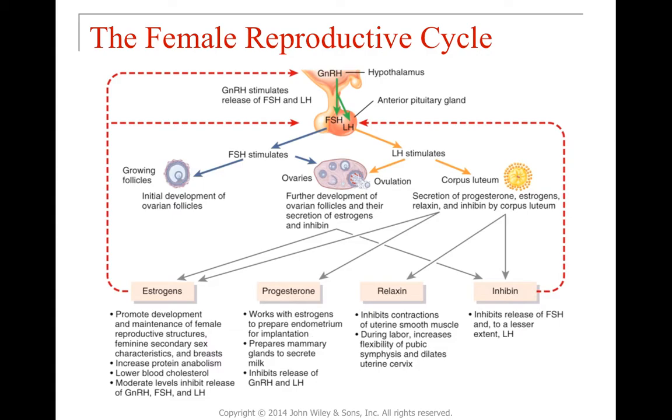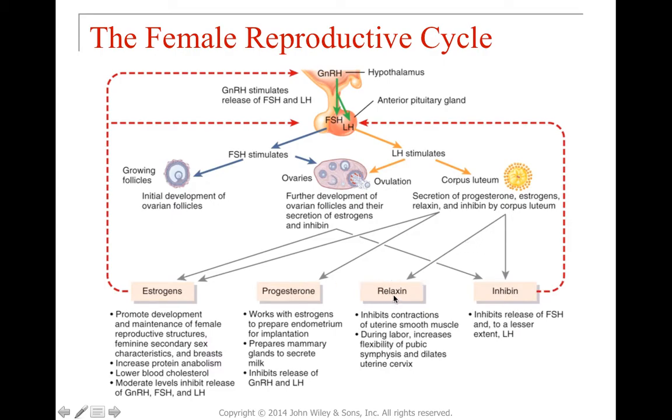So this is going to help make the endometrium nice and thick, a nice uterine lining for that egg to bury into. It also is going to prepare the mammary glands for lactation and inhibit the release of GnRH and LH. So again, now we have an inhibitor of what it was initially being stimulated by. So it's a feedback loop there as well.